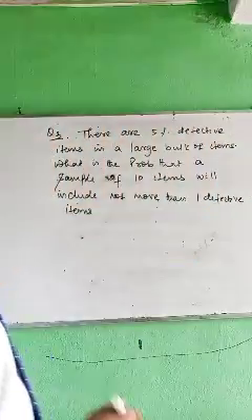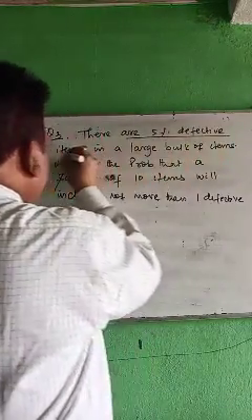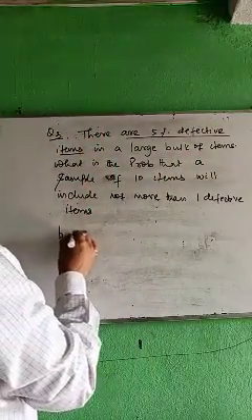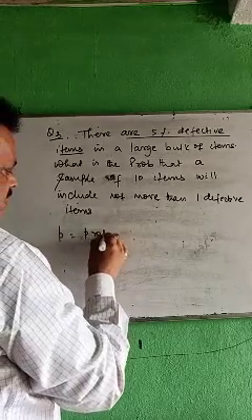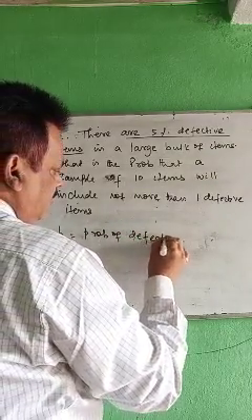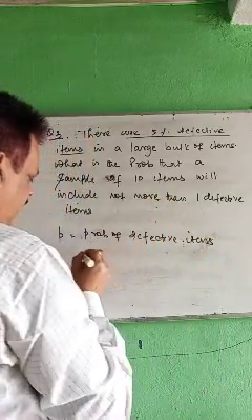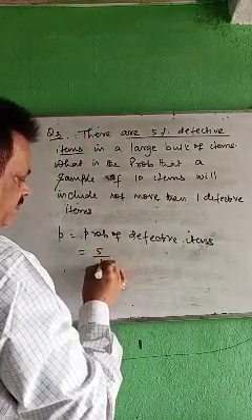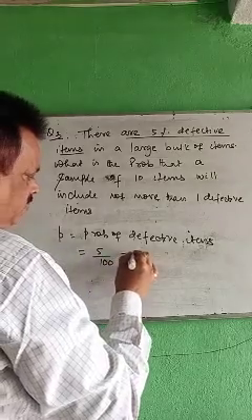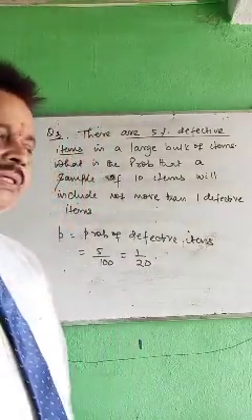Try to see. There are 5% defective items. Suppose P stands for the probability of defective items. That means 5%, that is 1 by 20. Q is what?